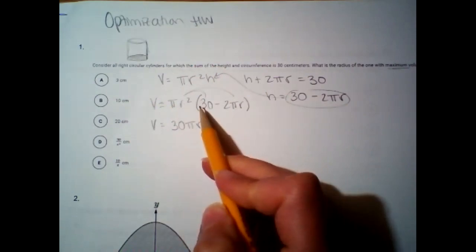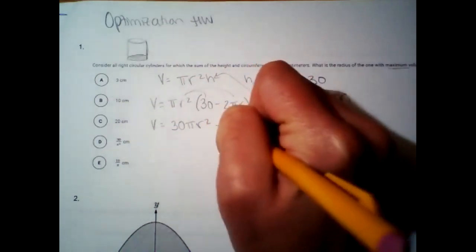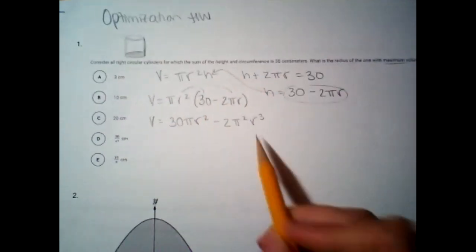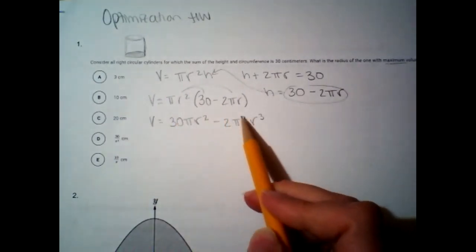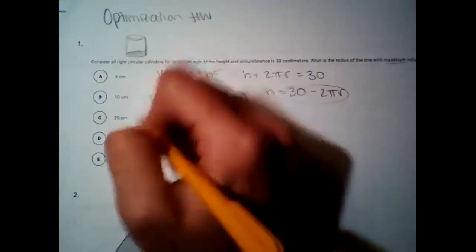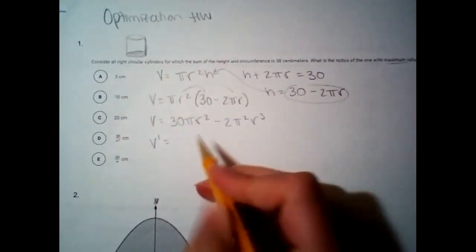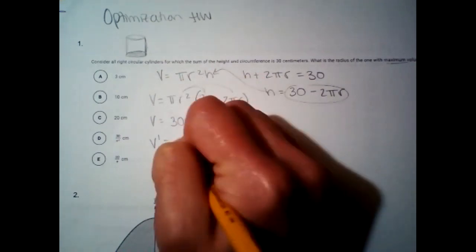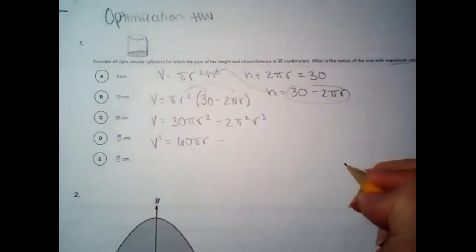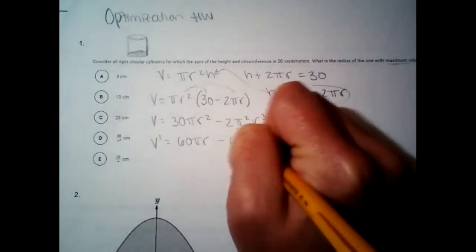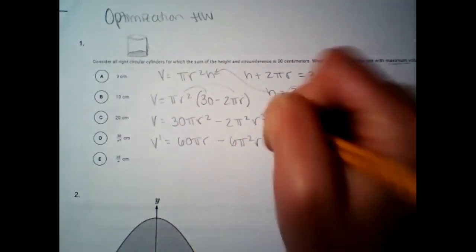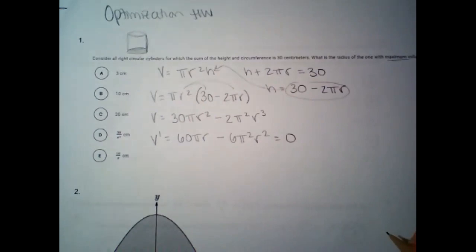Distributing through here will give me 30 pi r squared minus 2 pi squared r cubed. That looks strange, but it's pi times pi, so it's pi squared. Just remember that's a number. Pi is just 3.14, and so on, so it's just a value. All right, so now I'm going to do derivative equals 0. This will be bringing the 2 down. That'll be 60 pi r minus, and then bringing the 3 down will be 6 pi squared r squared. And we're going to set that equal to 0 to get the critical points.